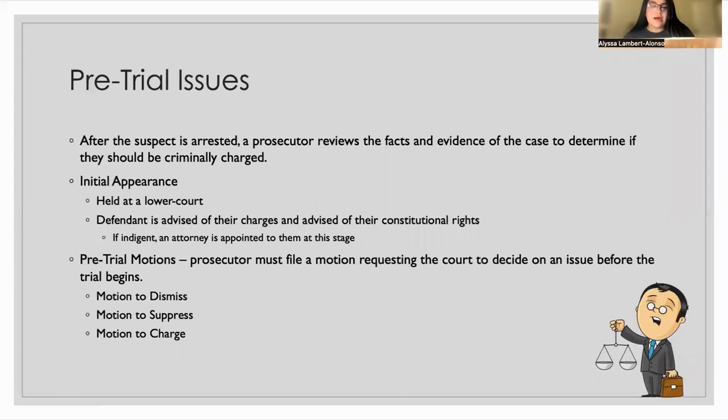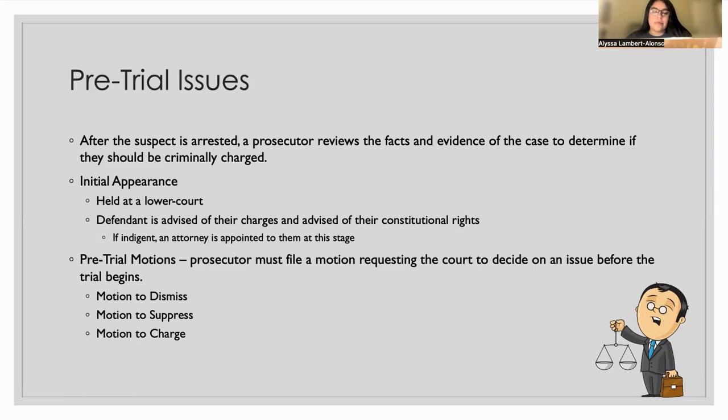So the first topic I'm going to discuss is pretrial issues. After a suspect is arrested, a prosecutor reviews the facts and evidence of the case to determine if they should be criminally charged. If there are no charges, the suspect is immediately released.